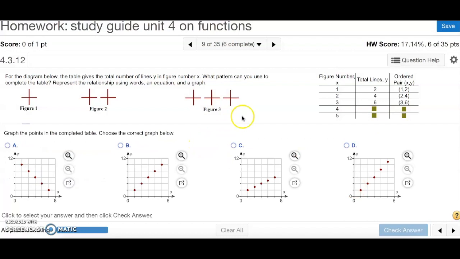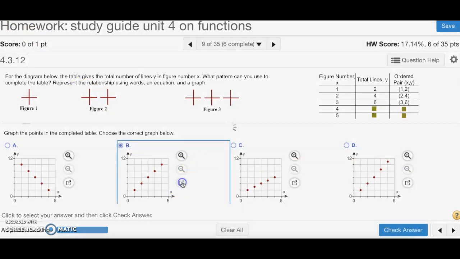Looking at my graphs, since it is increasing, it cannot be A because A is decreasing. D is not a line. If you look closely here, it is not linear. So it has to be either B or C.